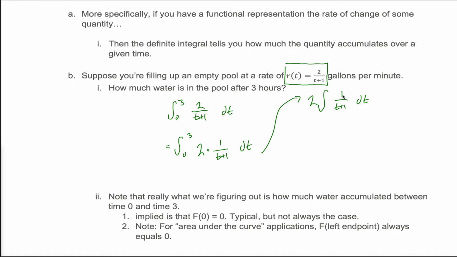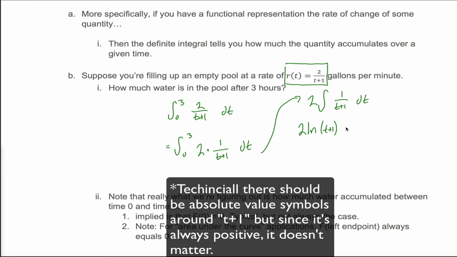Unfortunately, we don't have a formula for figuring out the antiderivative of 1 over t plus 1. So maybe you just play with it a little bit. You'd be like, well, let's see. If it was the natural log of t, then I'd get 1 over t. But I don't want 1 over t, so maybe it should be the natural log of t plus 1. Is that going to screw anything up? Is that going to work?